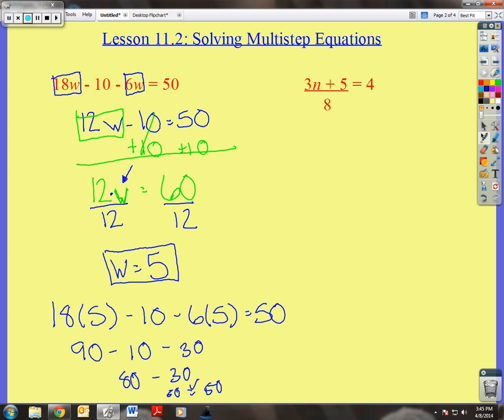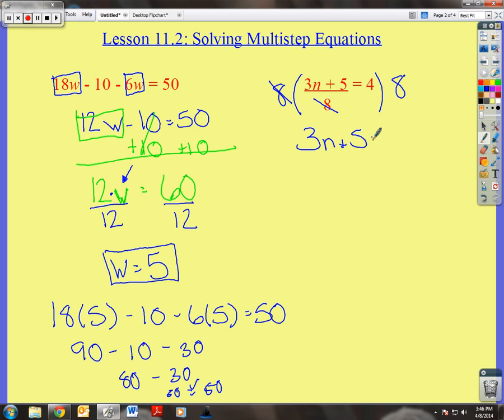This next one's a little bit more complex. It's a little bit more intimidating because you have to divide by 8 on the bottom. This reads 3 times n plus 5, divided by 8, equals 4. Well, I want to get rid of this 8, first of all. To get rid of divide by 8, I'm going to multiply the entire thing by 8. So I'm going to put an 8 on both sides of this. These two 8s will cancel out. So I'm left with 3n plus 5.